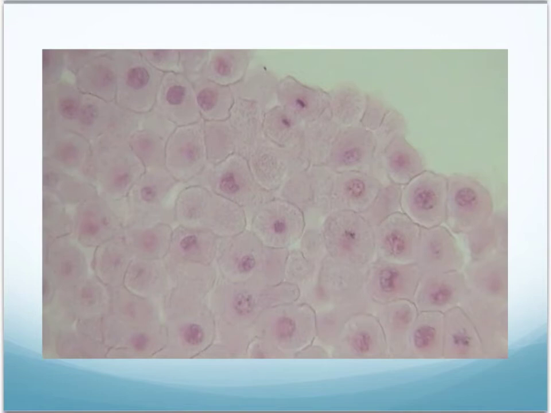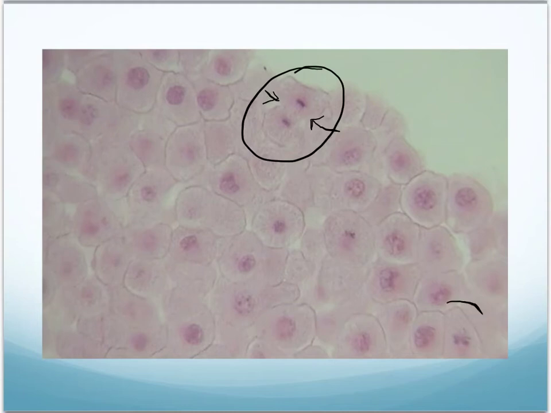Here we see another slide of many cells. Notice again that most of the cells are in interphase. There are, however, a few phases of mitosis found in some of these cells. This cell is clearly a telophase. Notice the cleavage furrow here at the bottom and here also at the top. This cell down here in the corner is a prophase. Notice you can see chromosomes found within the cell.